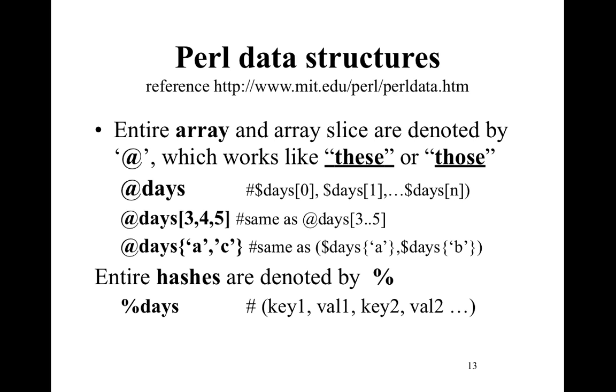So the entire array and the array slices are denoted by the @ symbol, which looks like these or those. So these days, those days. Entire hashes are denoted by the % sign as we mentioned before. So just kind of a recap of the symbols.